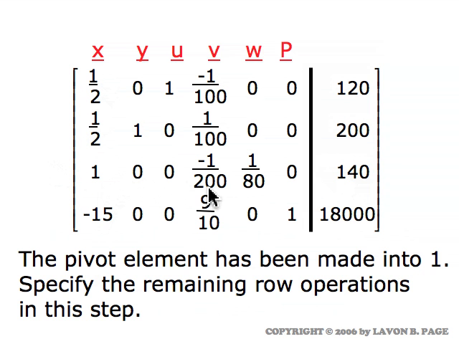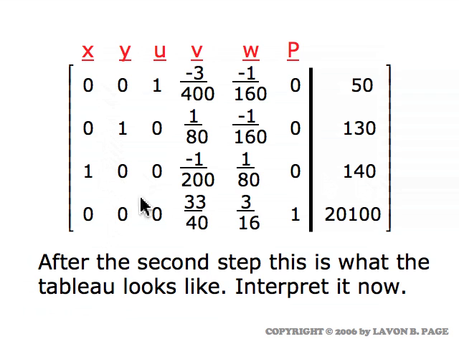That will take you to this simplex tableau. And then the remaining row operations to be done are row 1 minus 1/2 row 3, row 2 minus 1/2 row 3, and row 4 plus 15 row 3. Once those row operations are performed, we arrive at this tableau. We have finished work on this column. We can see that we've reached the optimal solution because there are no more negatives down here.